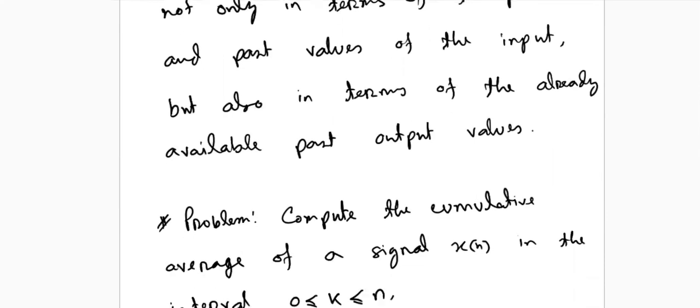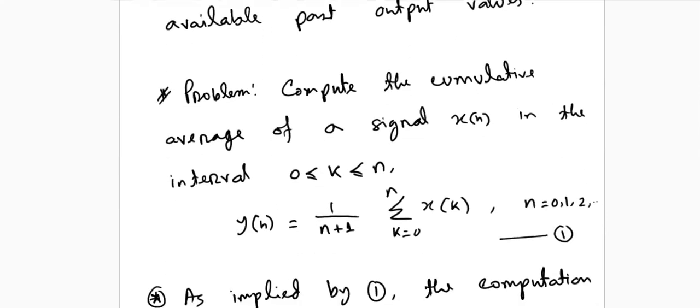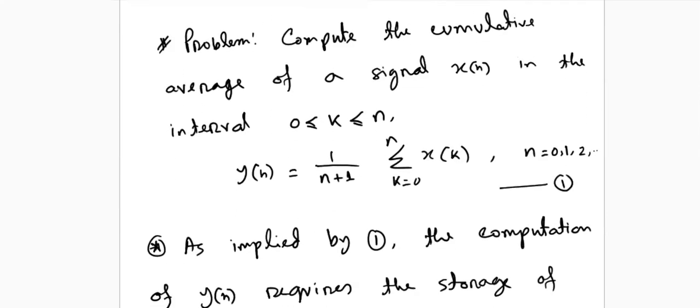Okay, I'll just give you an example here. The problem has been taken from the book. Compute the cumulative average of a signal xn in the interval 0 to small n. So whatever the interval, you can take any value of the interval.